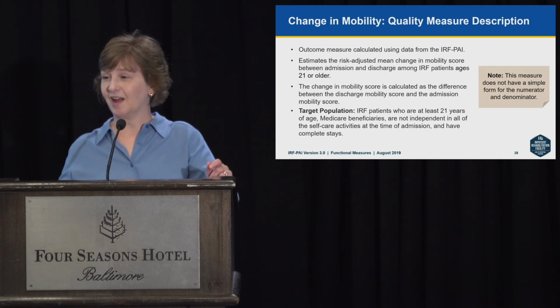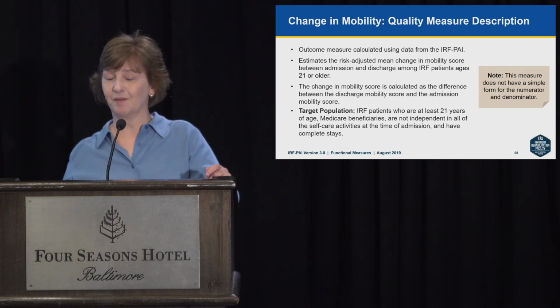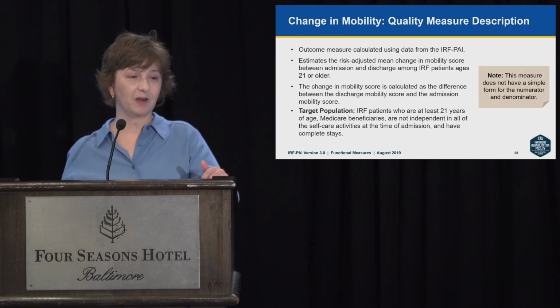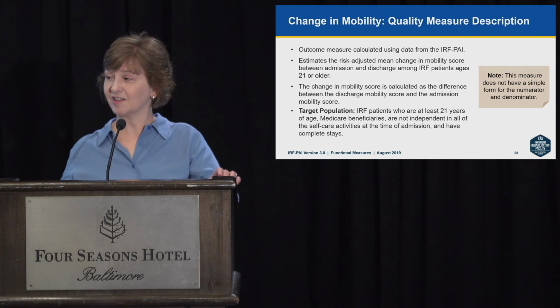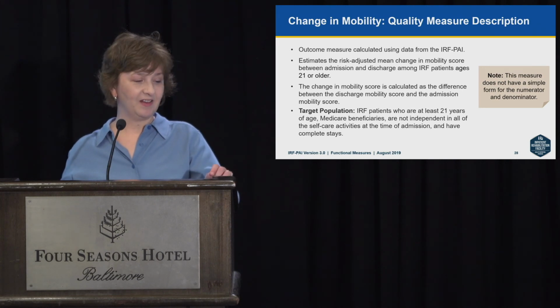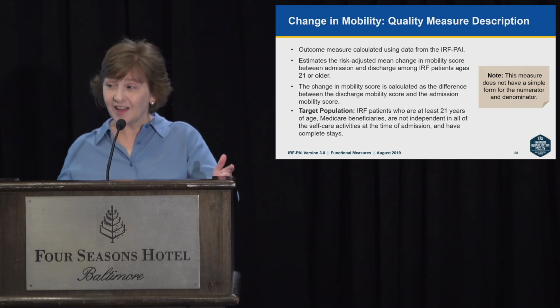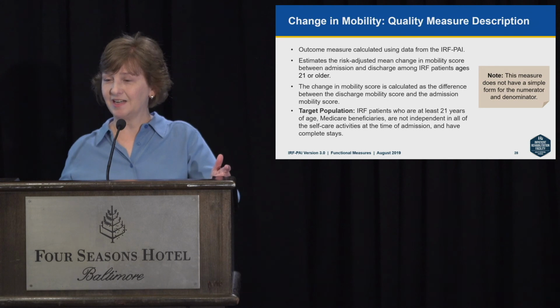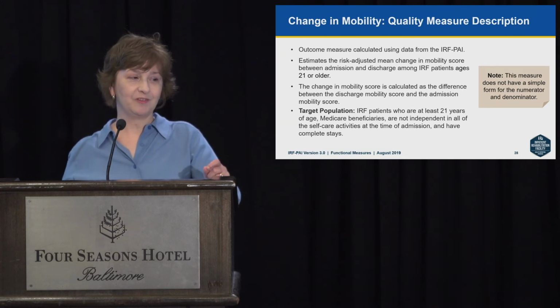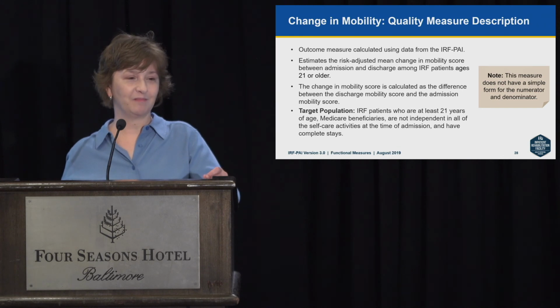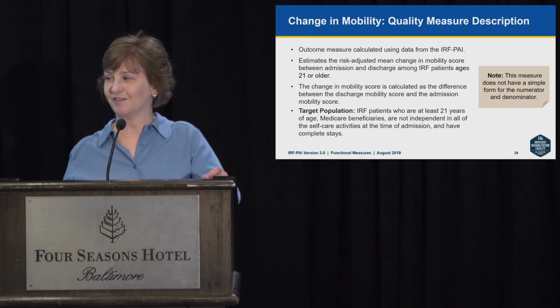Change in mobility is calculated the same as the approach for the self-care, but obviously with the mobility activities. And the target population is essentially the same: individuals who are 21 years and older, Medicare beneficiaries, but of course in this case it's individuals who are not independent in all mobility activities. And I'm going to guess that you do not have many people who are admitted walking up and down 12 steps independently on admission. Would that be true?